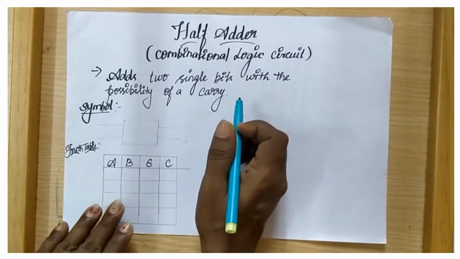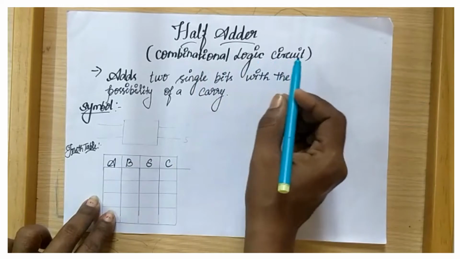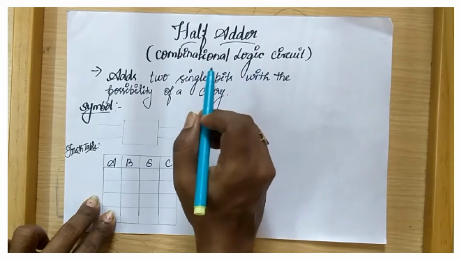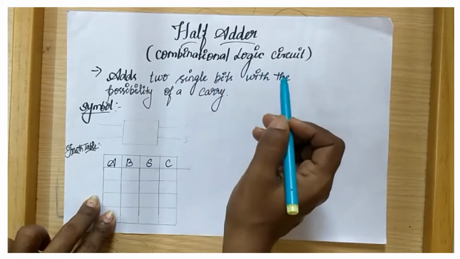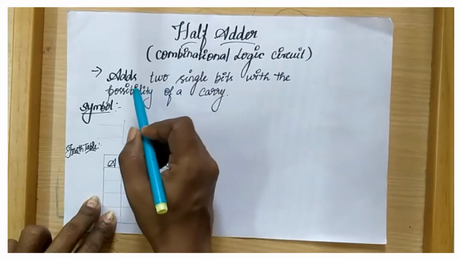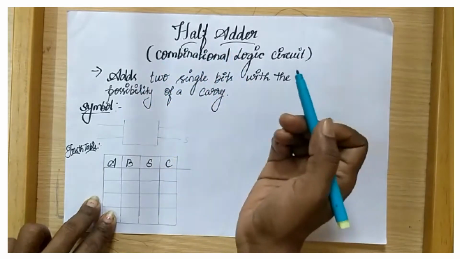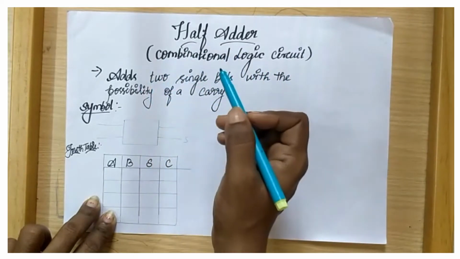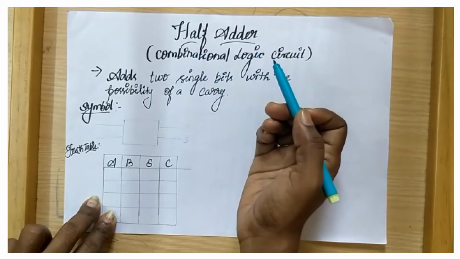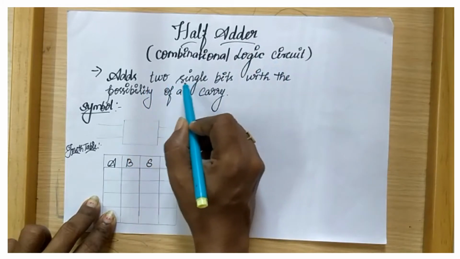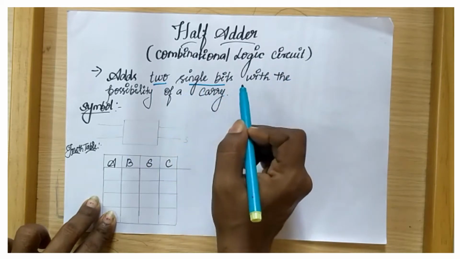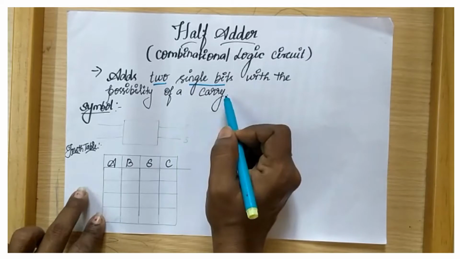Now look at here, half adder. Half adder is a type of combinational logic circuit. Once again remember, combinational logic circuits do not possess any memory and their output depends only on the combinations of their input. Half adder is a type of adder circuit. Generally, adder circuits add the given numbers. Here comes the half adder, a special type of addition circuit that adds only two single bits, with the possibility of a carry. The circuit that performs this type of operation is called a half adder.